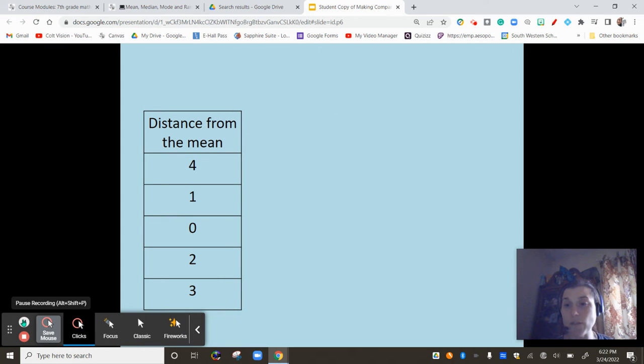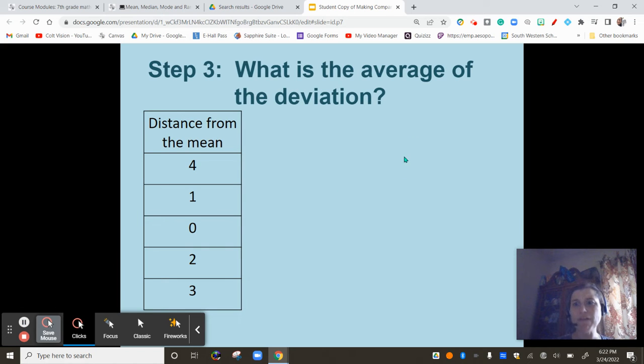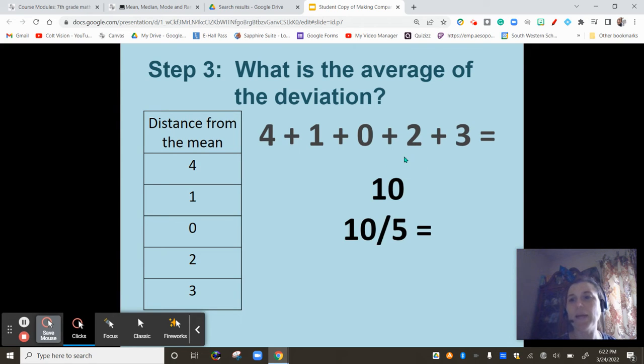So here are all the distances we found, how far they were from the mean of 9. Now, to find the mean absolute deviation, we're going to find the average of these differences. So we find the average again by adding them up and dividing by 5, and we get 2. So the mean absolute deviation is 2.